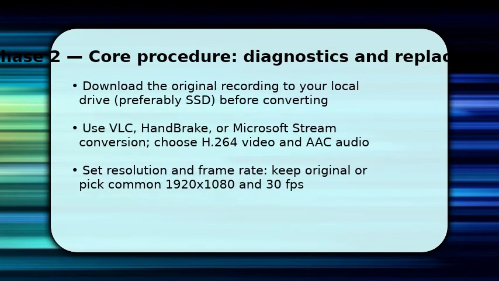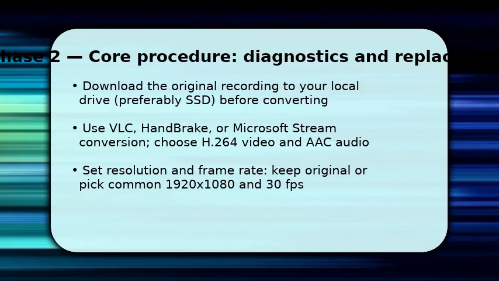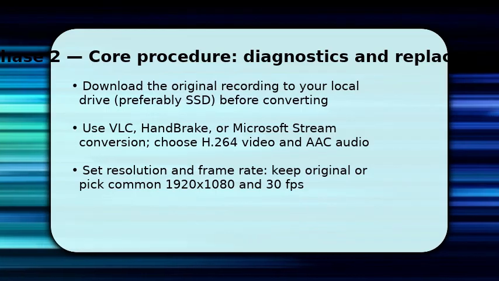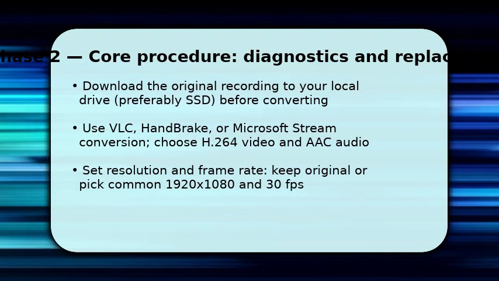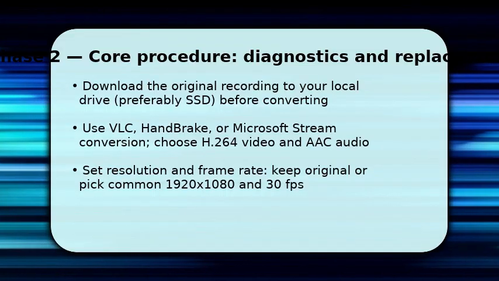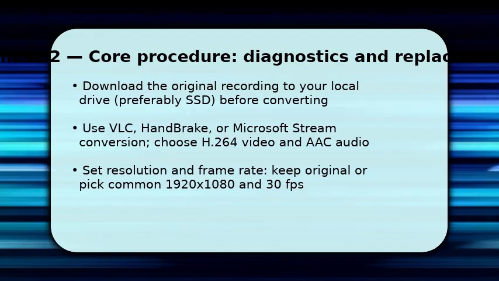Now you download the source file to your computer and pick a conversion tool. VLC or HandBrake are free and reliable. Stream offers cloud options. Open the file in the converter, select MP4 as the container, and choose H.264 video and AAC audio for wide compatibility. Keep the original resolution and frame rate when possible, or set 1920x1080 at 30 FPS for standard output.